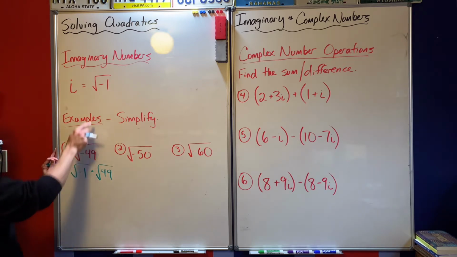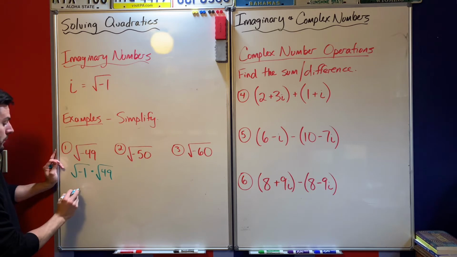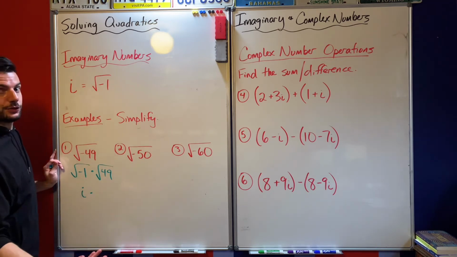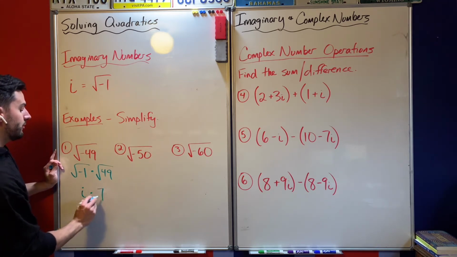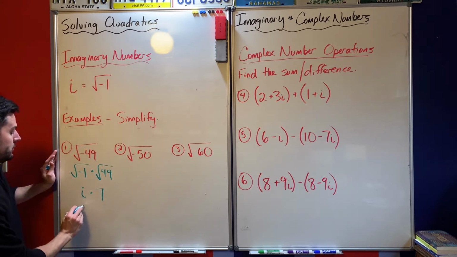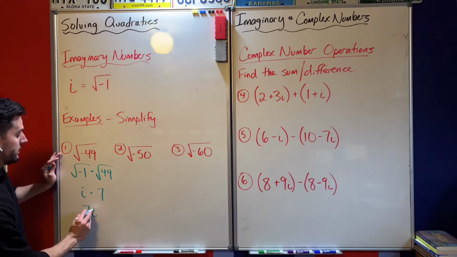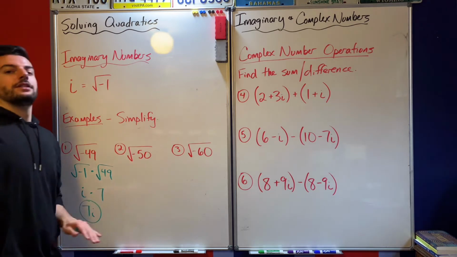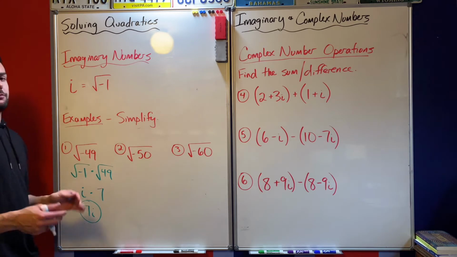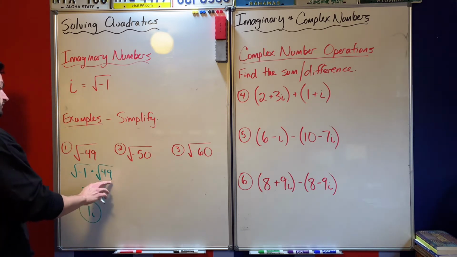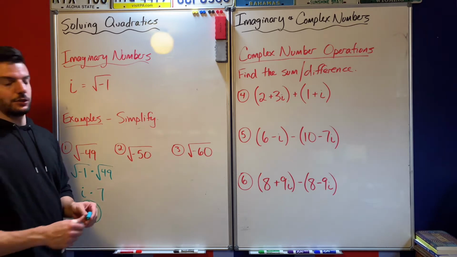So again, the square root of negative 1, that's what i is equal to, so I can rewrite this as i times the square root of 49. What times itself equals 49? Well, that's just 7. So the square root of negative 49 simplifies to 7i. It's easy when we're dealing with a negative perfect square, because we don't have to worry about anything. The square root of 49 is 7, and I'm done.